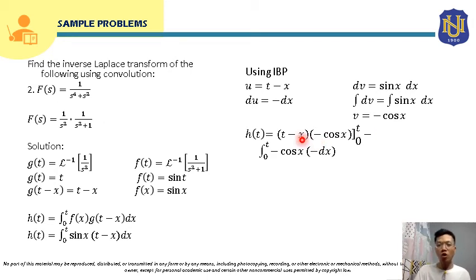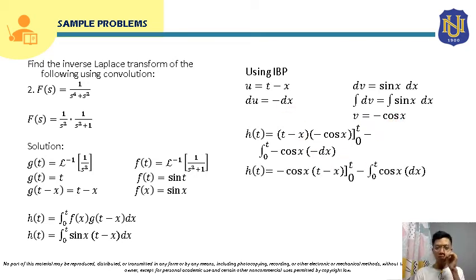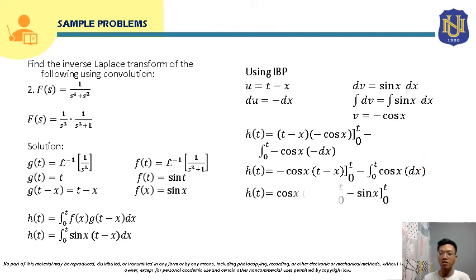So for u, t minus x, v negative cosine x from 0 to t, minus integral of v. Our v is negative cosine x, our du is negative dx. Simplifying this, this will just become negative cosine x times t minus x, evaluated from 0 to t, minus integral of, negative times negative will be positive, but this is negative still here. So this will become cosine x dx. Integrating cosine x dx, that is actually sine x, right? But since there is a negative here, this will become minus sine x, and we will evaluate this from 0 to t.